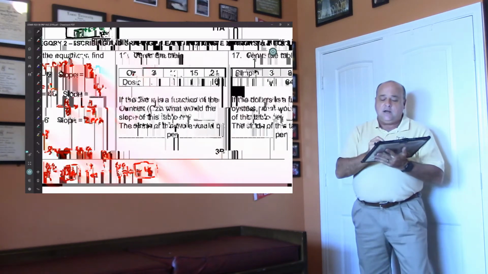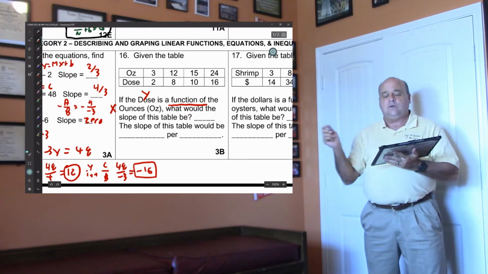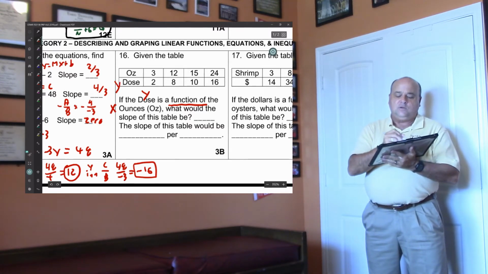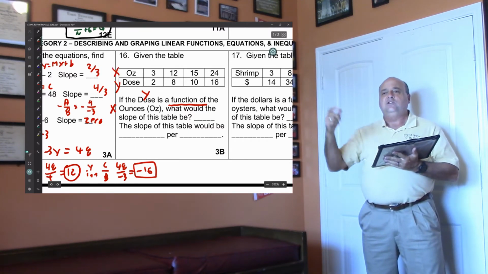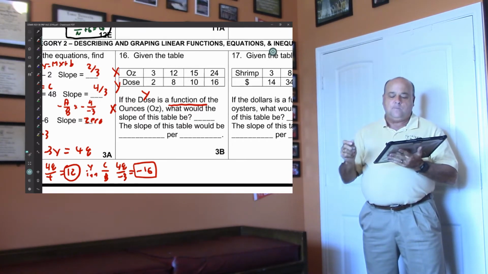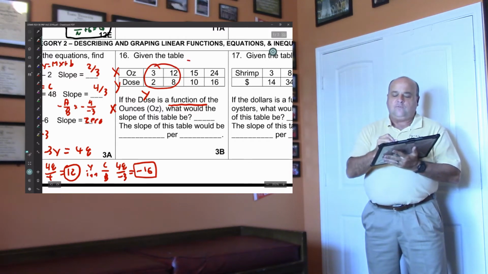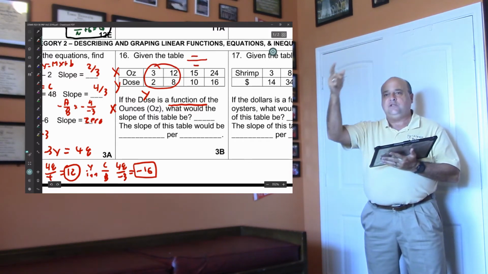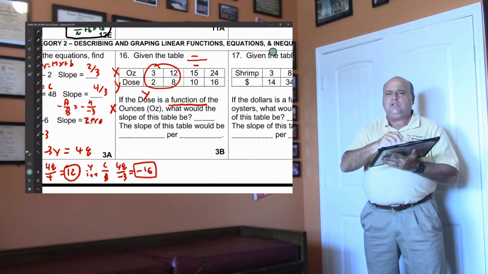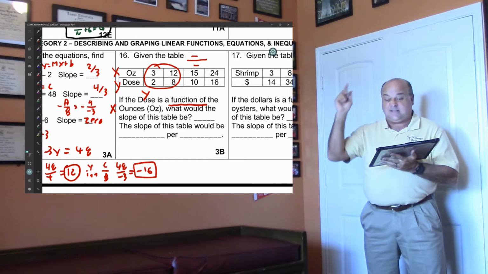Let's go to 16. Underline function of. Y is a function of x, right? So y will be our doses and x will be the ounces. So how many doses per ounce is what we're going to get here? Circle these two. So we'll do fraction bar, minus, minus. We're going to put the y's on top, the x's on bottom. Always try to use these first two. It's a constant rate of change, but some of these tables are messed up, okay?